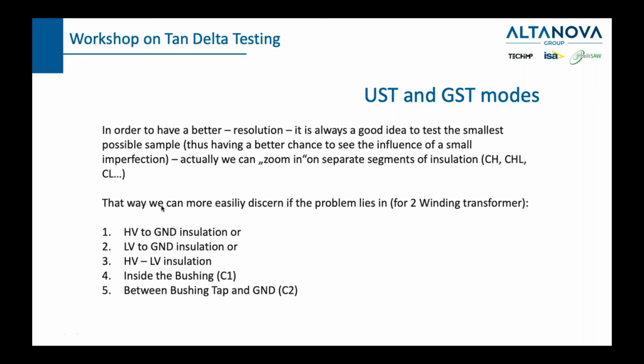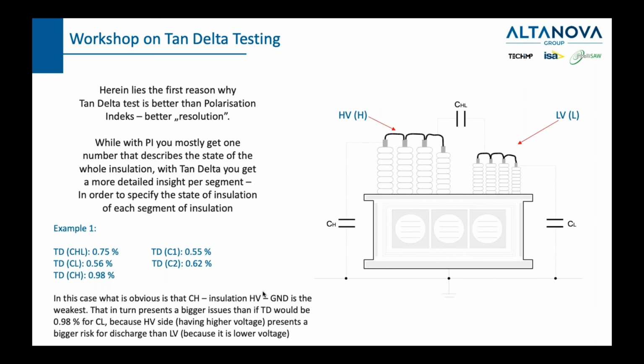Now, in a 2-winding transformer, we have, as we said, CH, high voltage to ground, CL, low voltage to ground, CHL, high voltage to low voltage insulation. We have C1 inside the bushing and C2 between the bushing and the tap. And let's have one example. If we measure a standard transformer, by standard I mean primary and secondary side, and we get these results: CHL has a tan delta of 0.75.